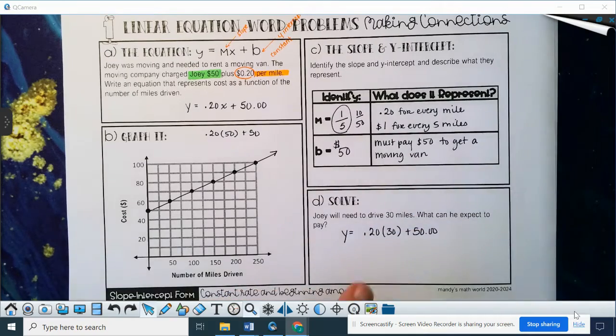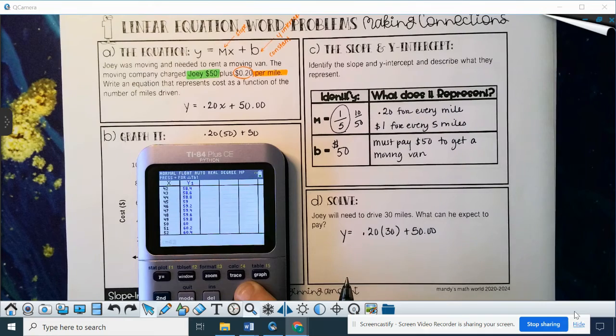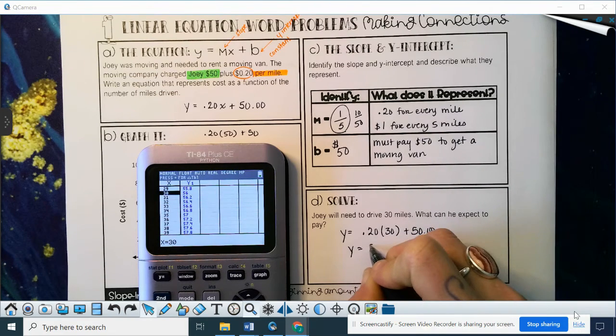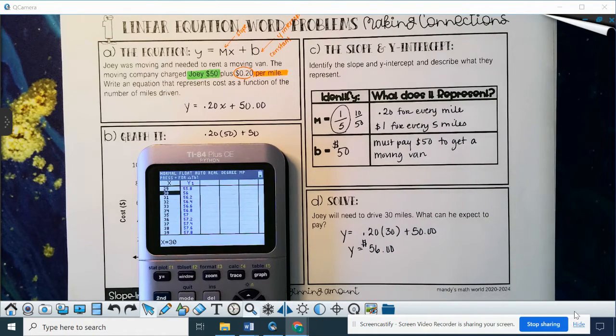And again, this could be where you go back to your table if you have it in your table. And our X value would be 30. And so it's going to be $56. Remember, it's $1 for every 5, and 5 times 6 gives me 30. So it's going to be 6 plus 50. So Y equals $56. So Joey will pay $56 to travel 30 miles in his van.